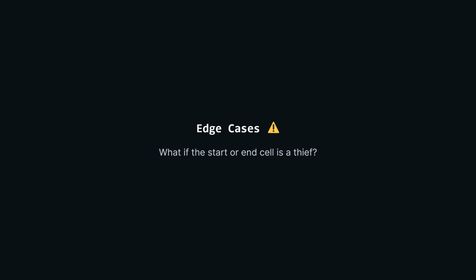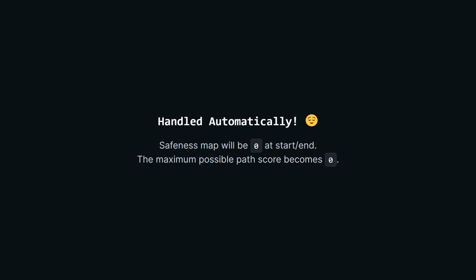Before we finish, what about edge cases? What if there is a thief right on the starting square or the ending square? Our algorithms actually handle this naturally. The initial map building step will give those spots a safeness of 0. And because any path must pass through them, the final answer will correctly be 0.